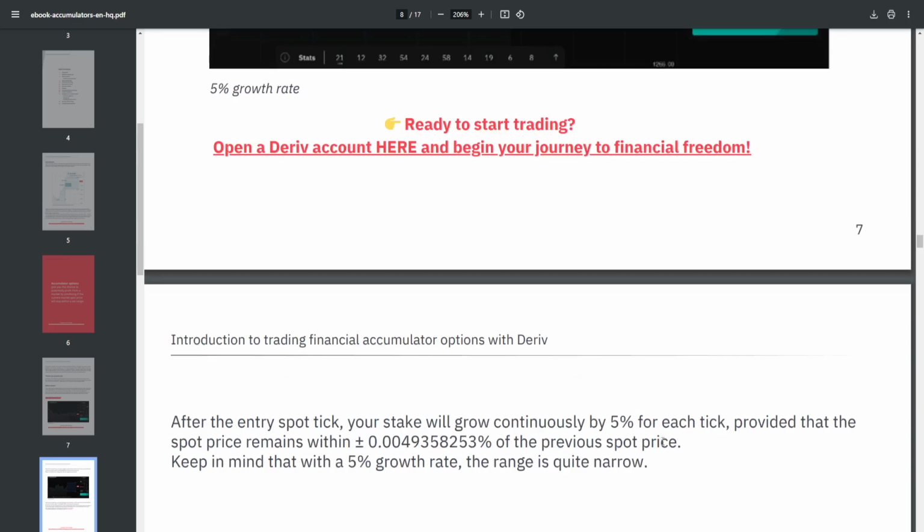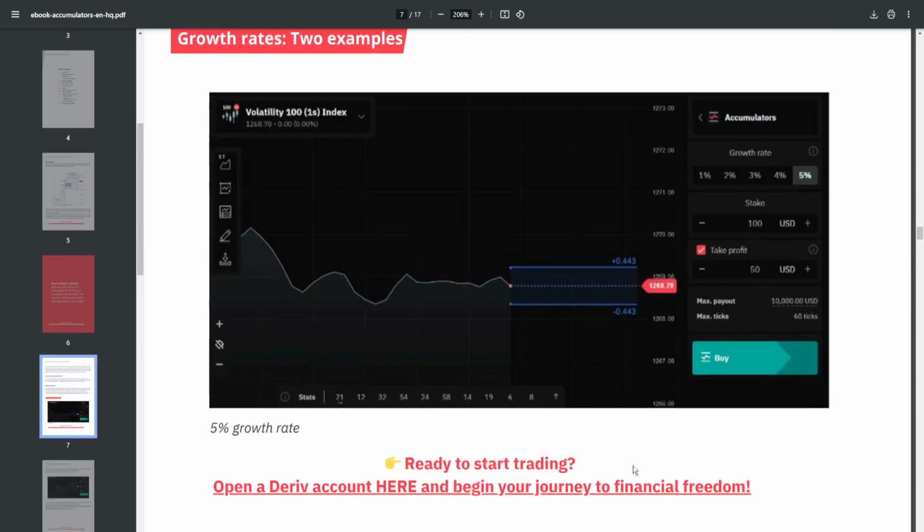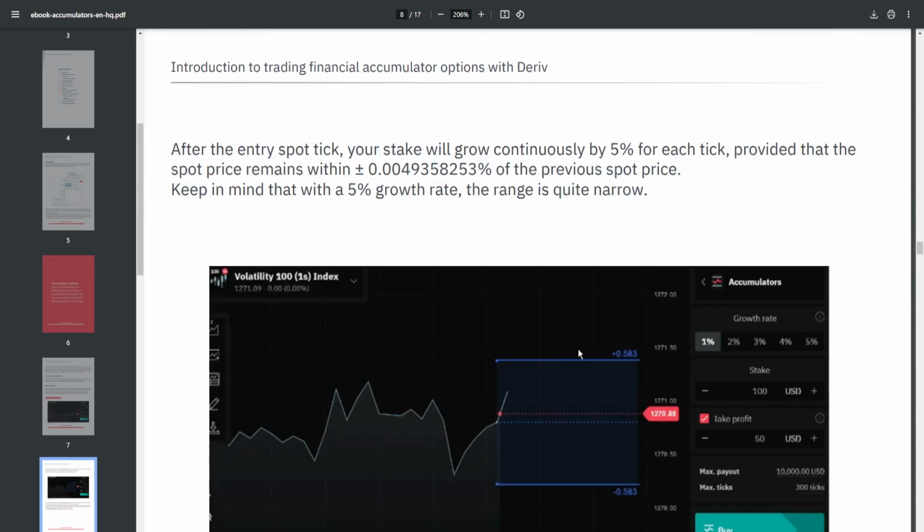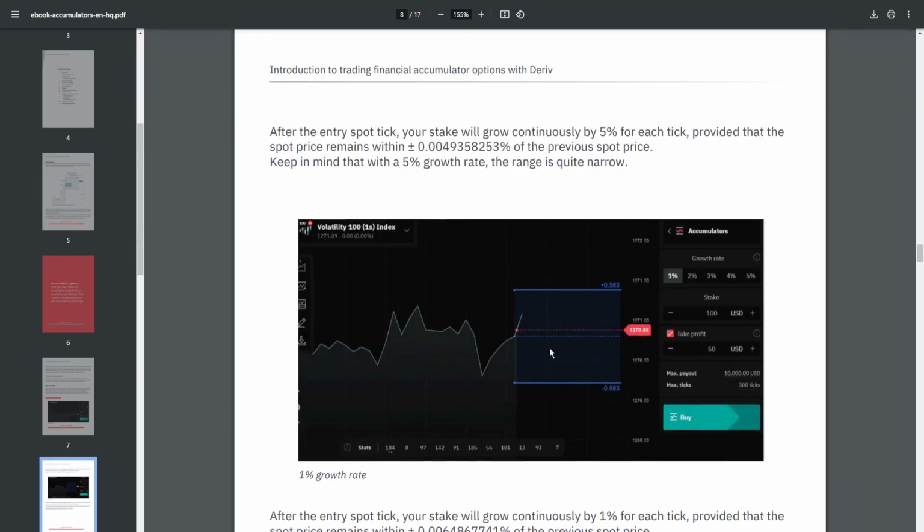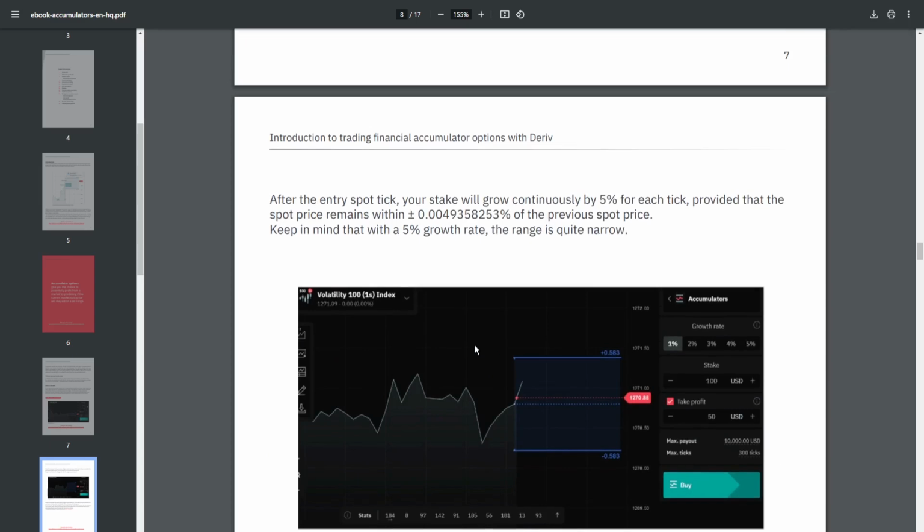Lower growth rates equal less risk. Higher growth rates equal higher risks. Okay, so this is a 1% growth rate. Now, after the entry spot tick, your stake will grow continuously by 5% for each tick, provided that the spot remains within the plus or minus 0.0049358253% of the previous spot price. They're basically just saying, as long as it stays between the barriers, okay?